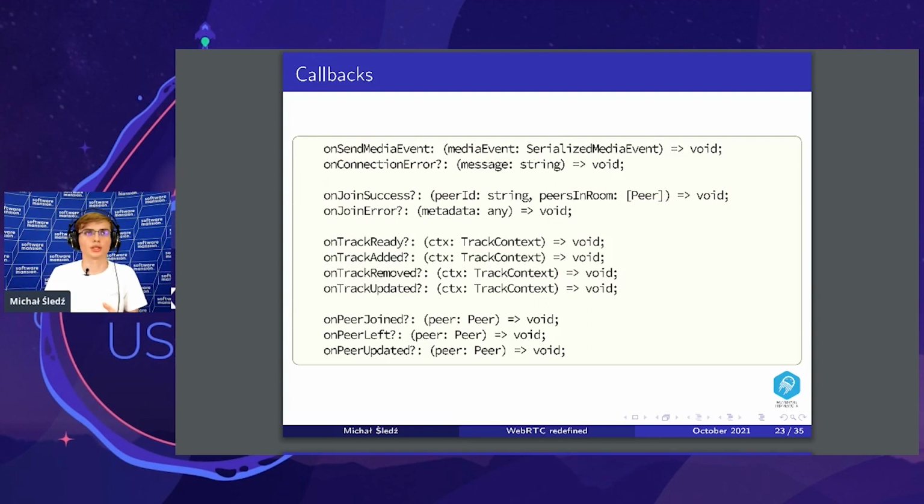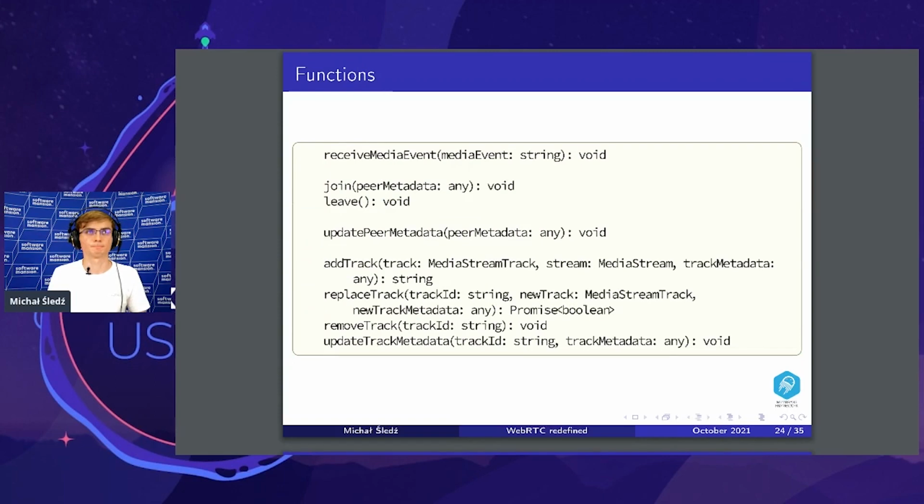There are also on track ready, track added, track removed, and track updated. Those callbacks are related to tracks. For example, on track ready is called whenever some data related to a track arrives to the user, and on track updated is called when some metadata has changed. We also have three callbacks related to peers: on peer joined, on peer left, and on peer updated. Those are pretty similar to the callbacks devoted to tracks.